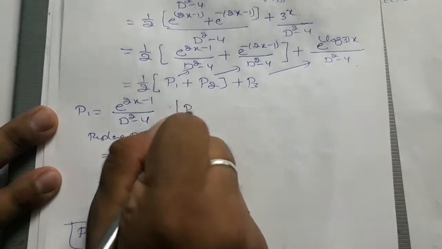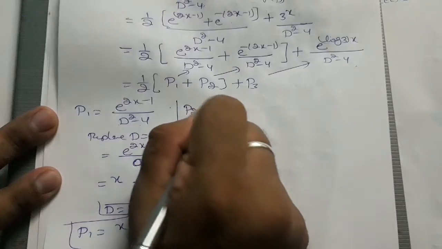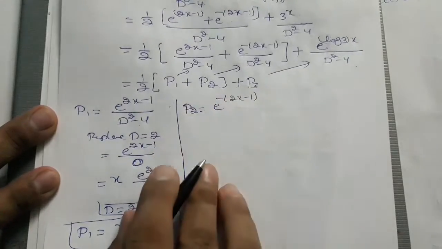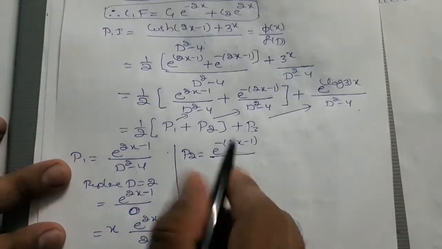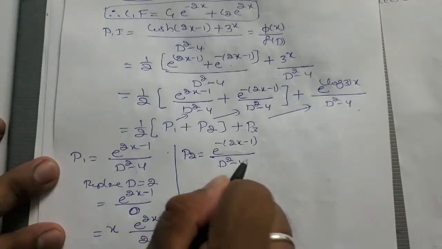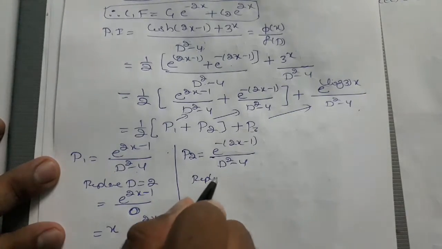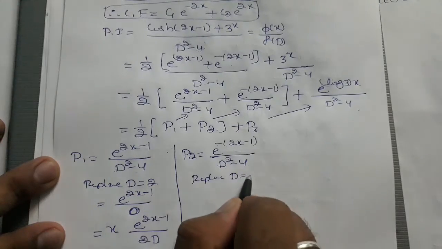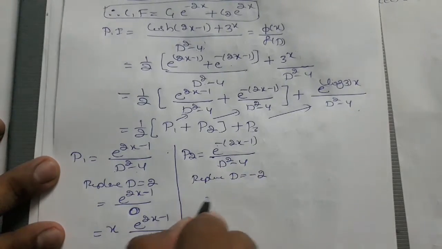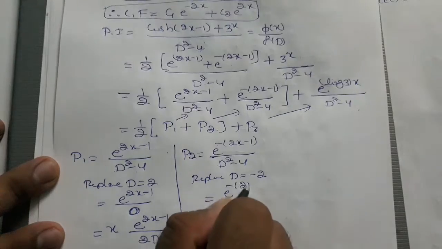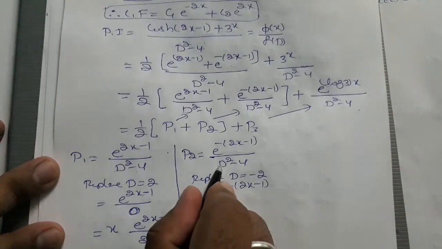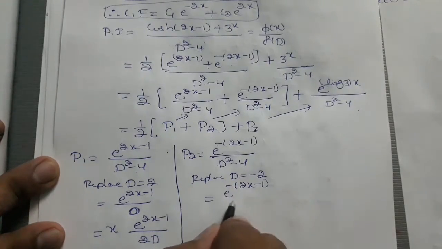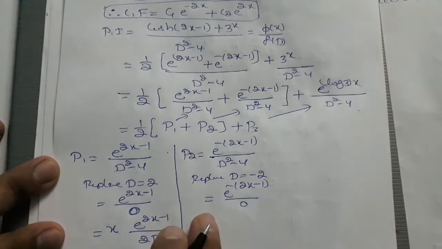Similarly, we move on to p2. p2 is equal to e to the power of minus of 2x minus 1 divided by D square minus 4. What am I going to replace in this equation? D by the coefficient of x, and the outside minus sign is there, so minus 2 you have to replace. Substitute this in the denominator. Minus 2 square is nothing but 4. 4 minus 4 is 0. Again we will get infinity.